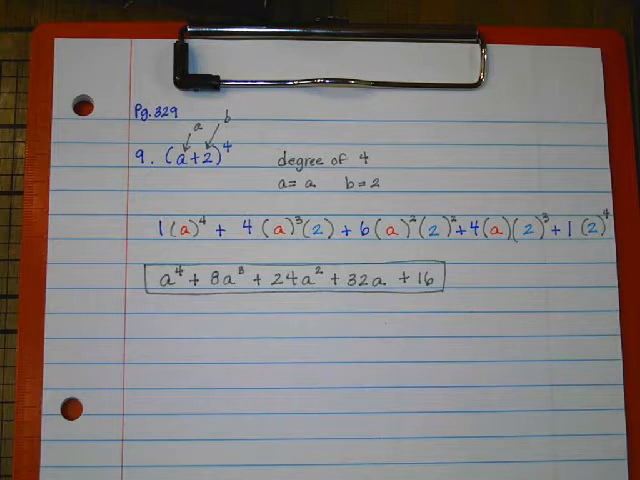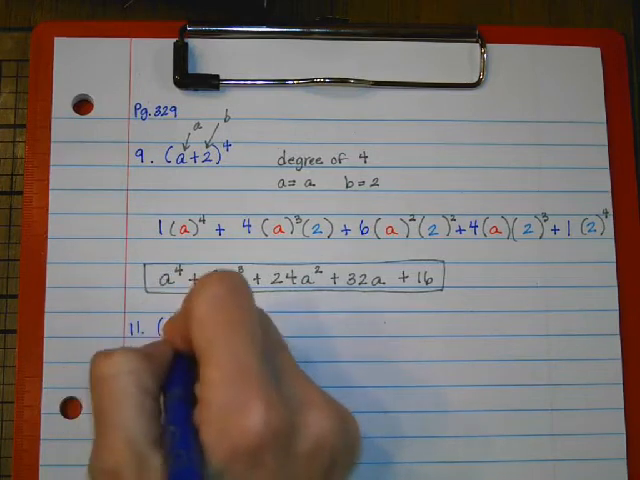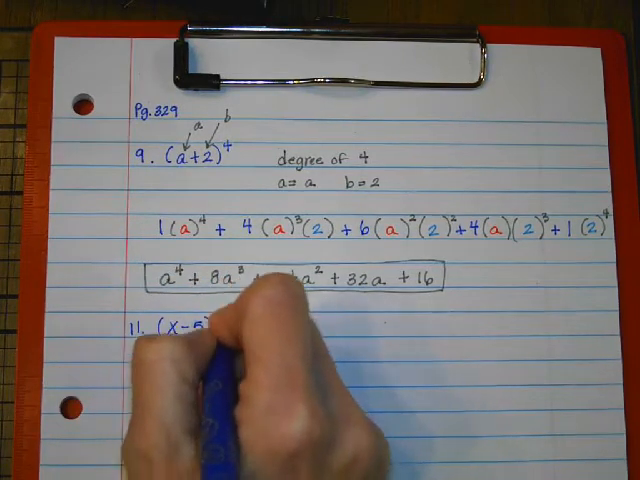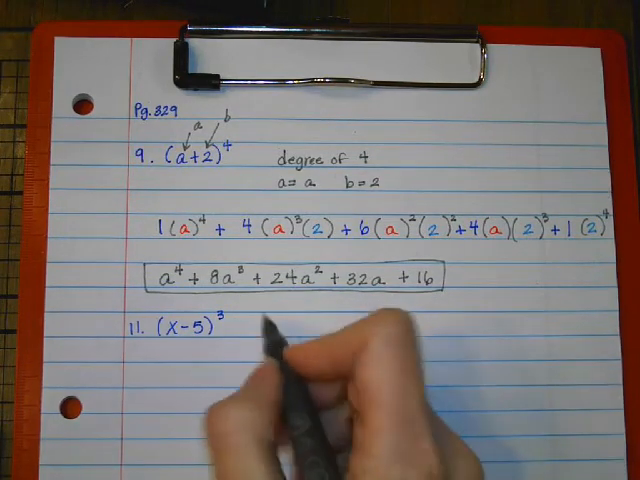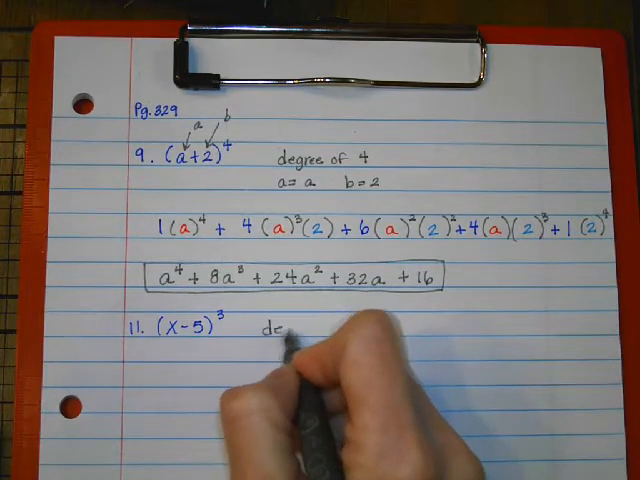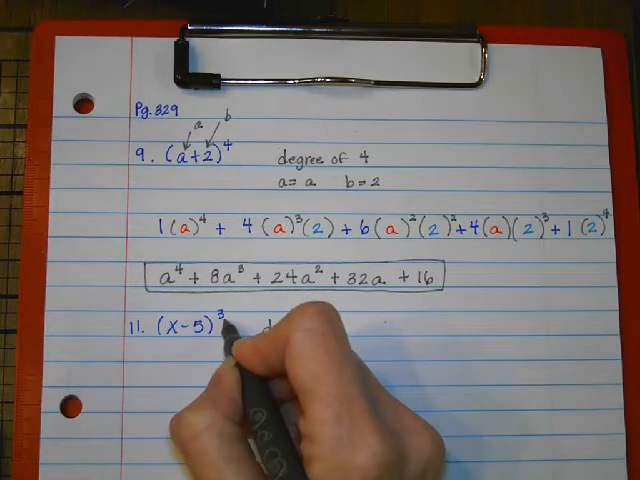All right, so let's do number 11. Number 11 is x minus 5 to the third power. All right, so the first thing I want you to identify is what? That's correct, Lainey. Degree. So what is my degree, Coco? That's correct. My degree is 3. Right there. That's my degree.